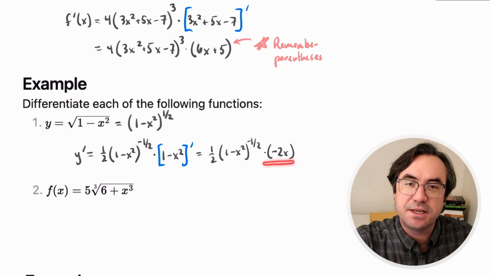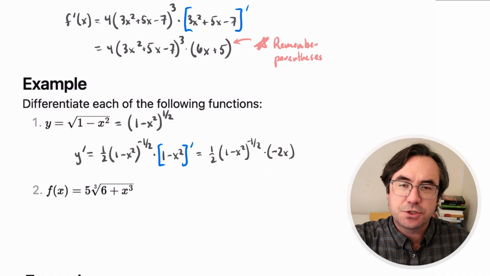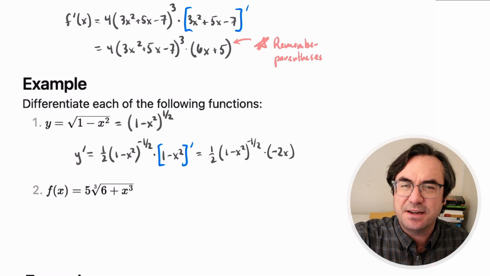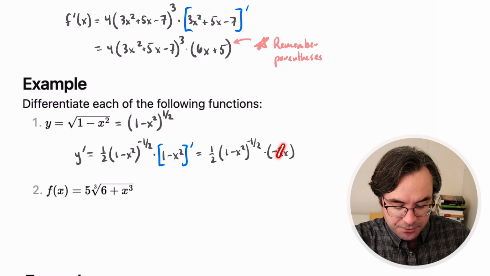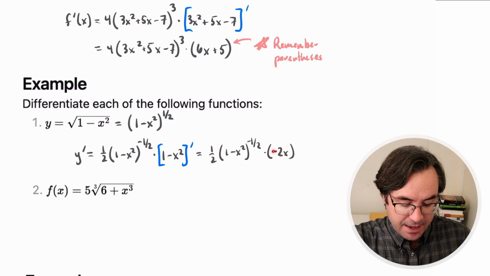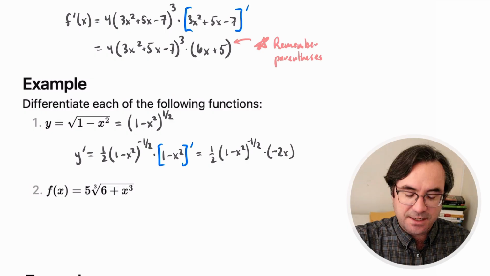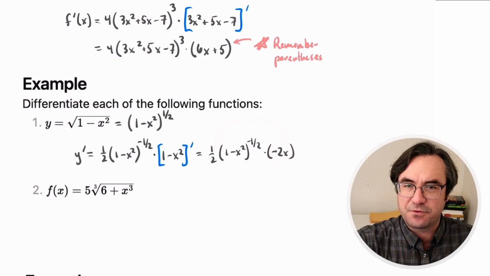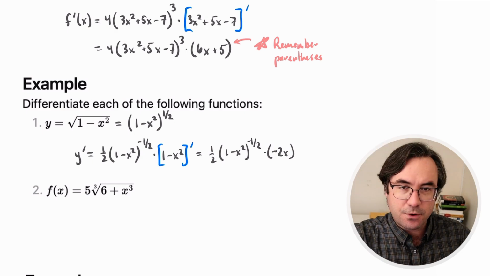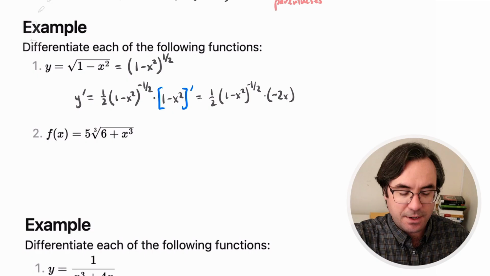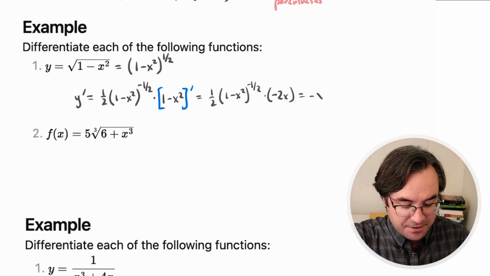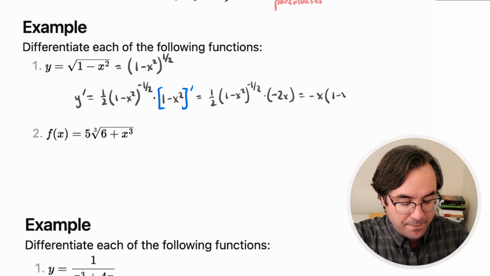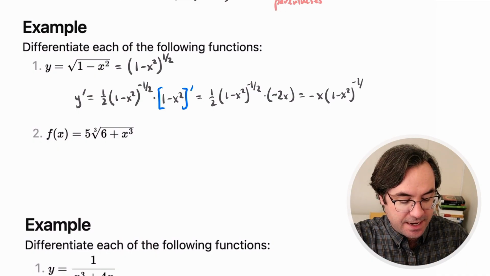It's perfectly fine to just leave it like this, but usually a good idea to try and simplify and rewrite it a little bit. In this case, the 2 and the 1/2 would cancel. And when we have these little terms left over, it's usually helpful to move them in front. So I might rewrite this as negative x times (1 minus x squared) raised to the negative 1/2.